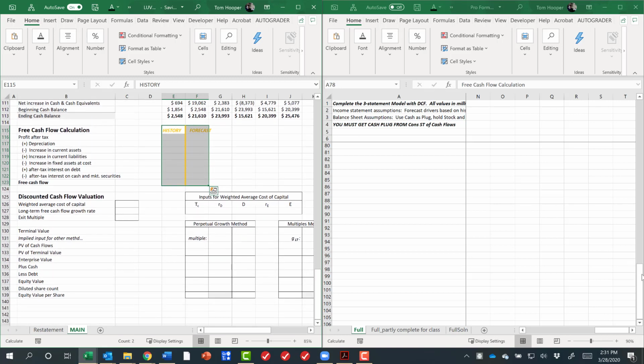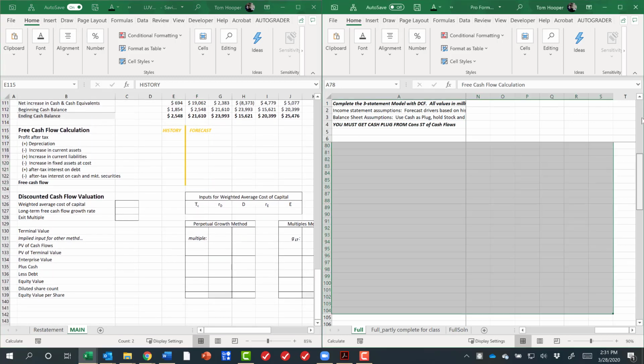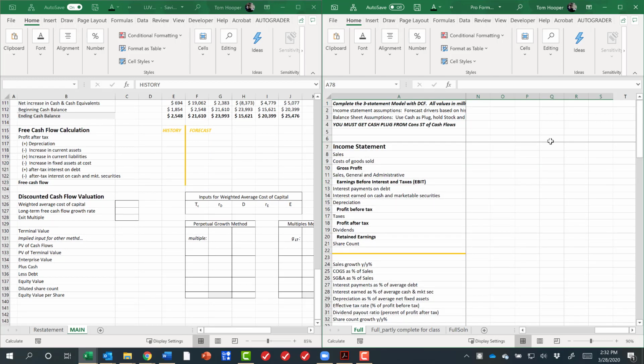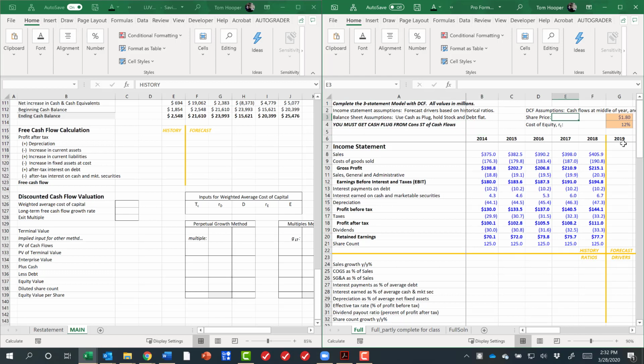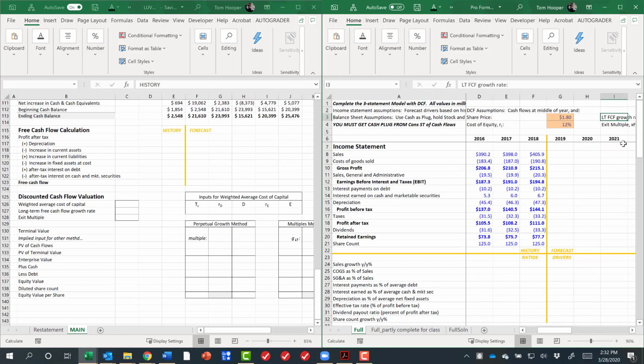There were some things that were given over here on pro forma practice, and this may be more of the question people are asking. Share price, well, you can get your share price. Cost of equity. If you don't know how to do cost of equity, the day before this is due is not the time to learn. Use 10%. We'll talk about it later.